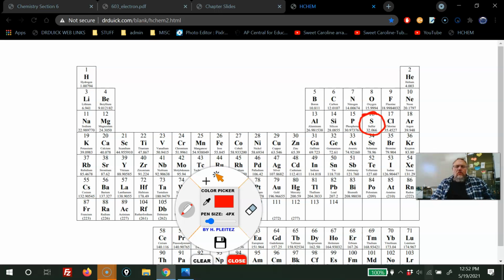The only ones that are going to be wacky are something like chromium or copper. Like I said, these guys are the ones that are going to act strange. Copper, silver, and chromium, molybdenum, they're not going to do what you think they're going to do. They're going to do something quite a bit different.